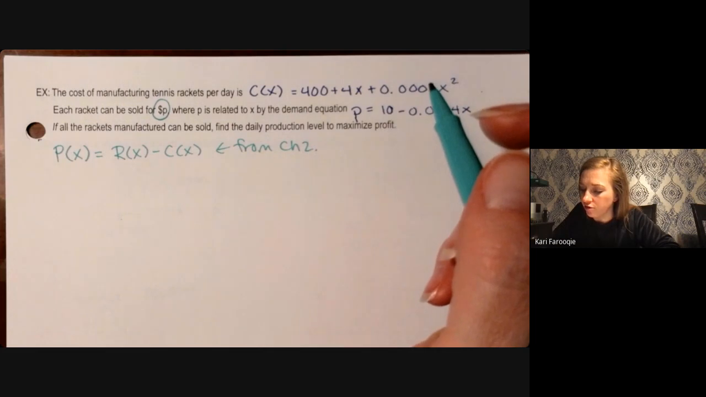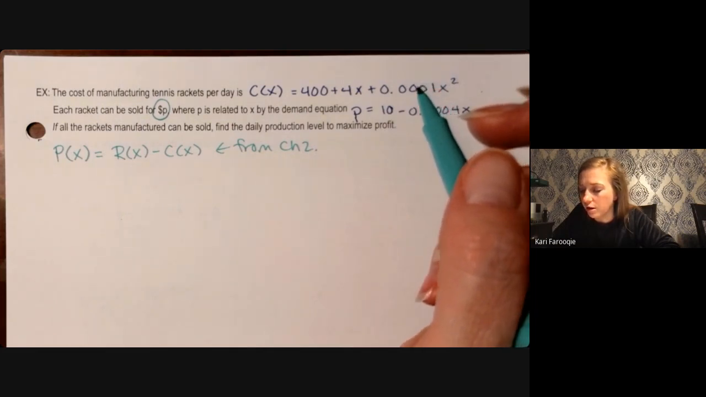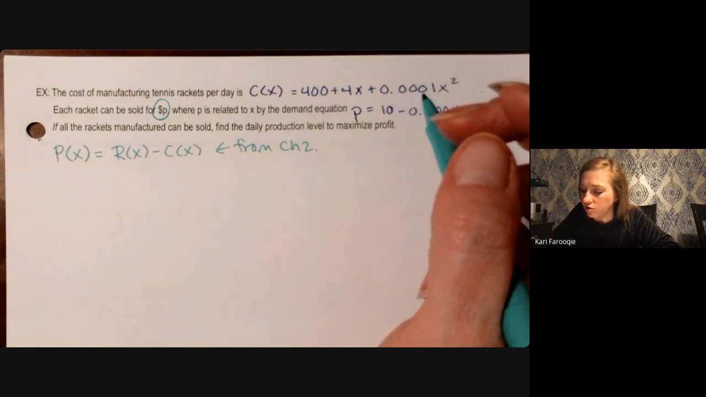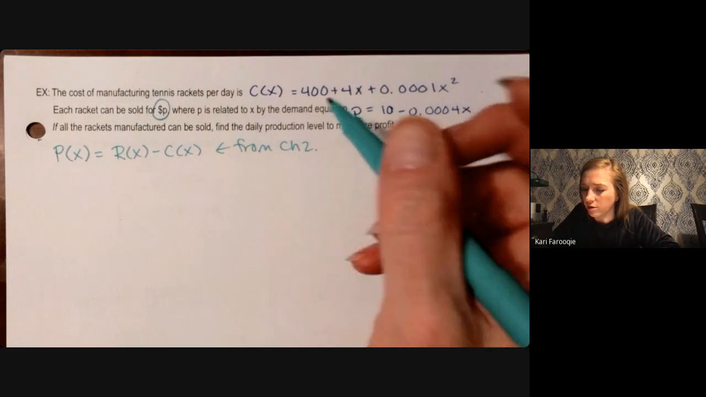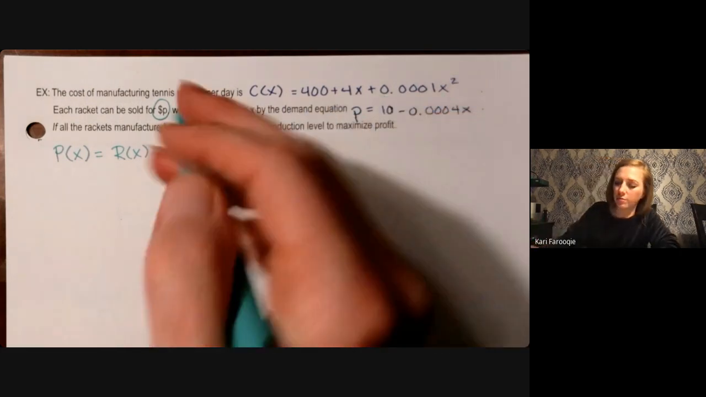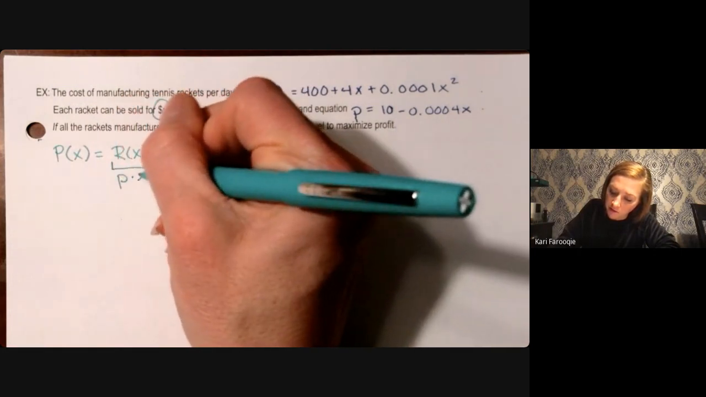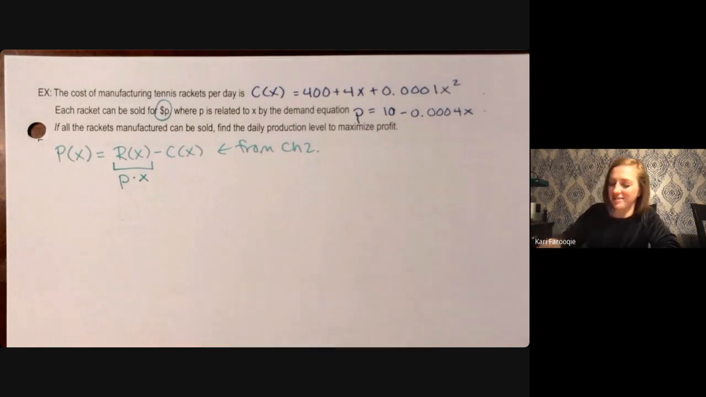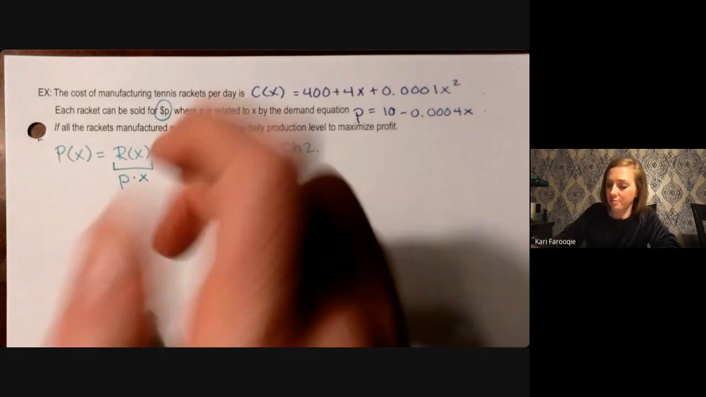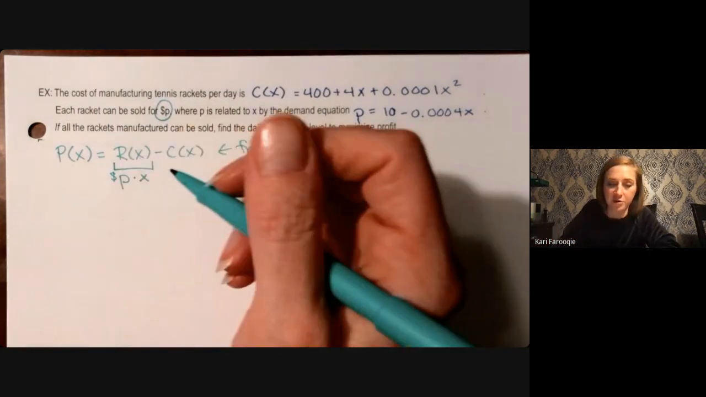I never actually stated cost of manufacturing tennis rackets. Yeah, so I guess I didn't actually say X was rackets, but I think that's implied with the function. Okay, so the revenue is going to be P times X. Don't get P mixed up with your profit. P, this is the price. P dollars times X. All right, so let's go ahead and find that.